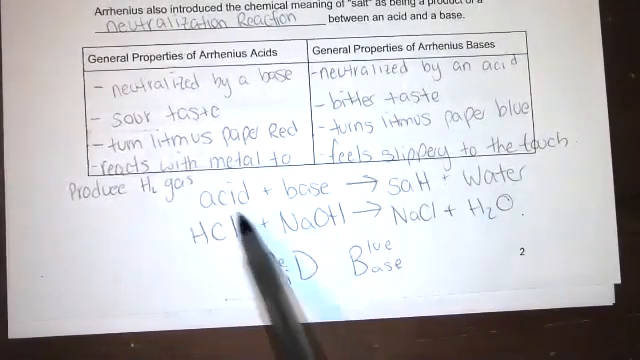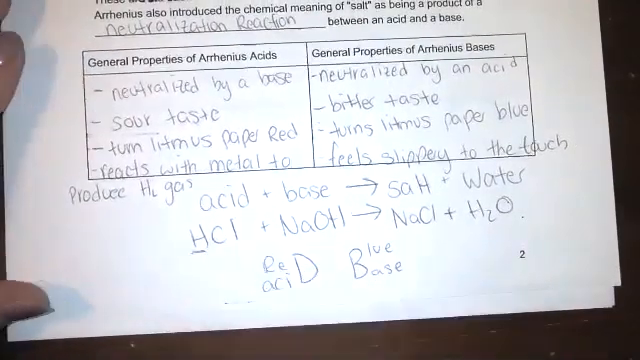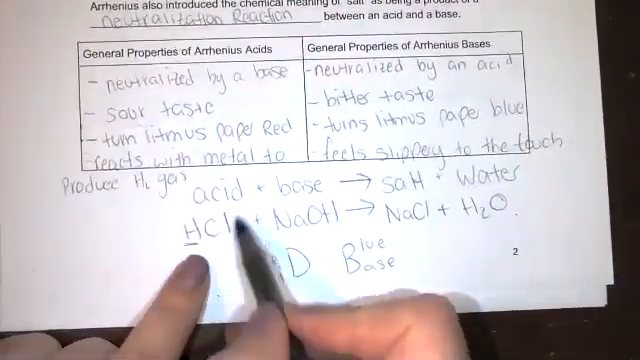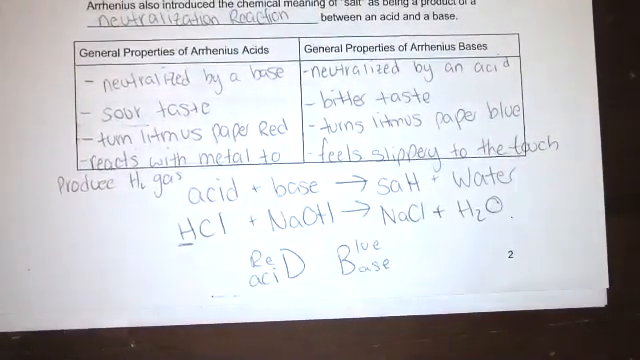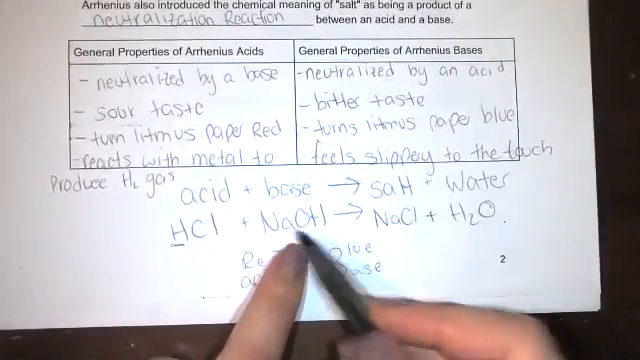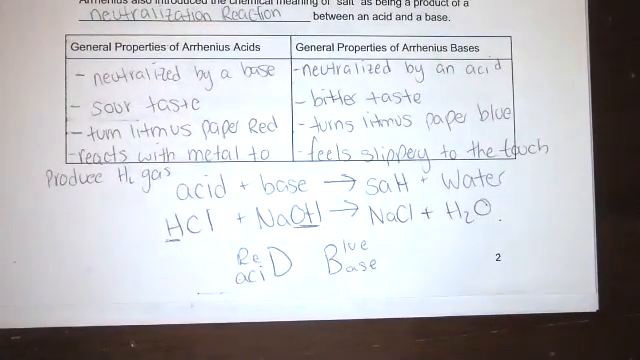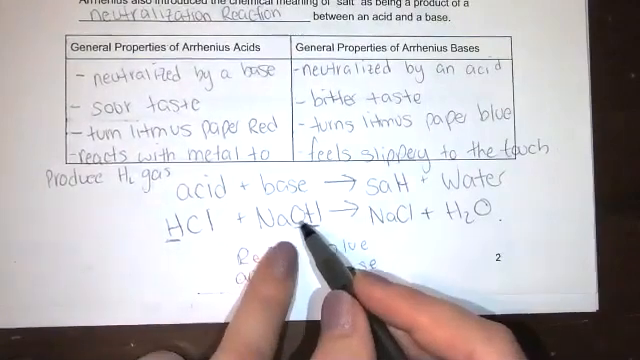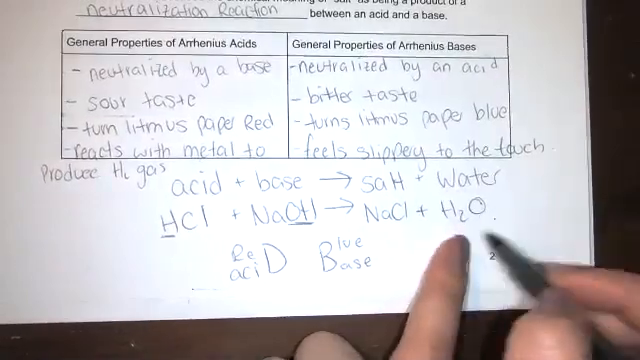For example, hydrochloric acid and sodium hydroxide. According to our Arrhenius definition, we know that hydrochloric acid starts with an H, would produce hydrogen ions in solution, so is an acid. Our sodium hydroxide ends with hydroxide, would produce hydroxide ions in solution, so is a base. They come together to produce our salt, sodium chloride, and some water, H2O.